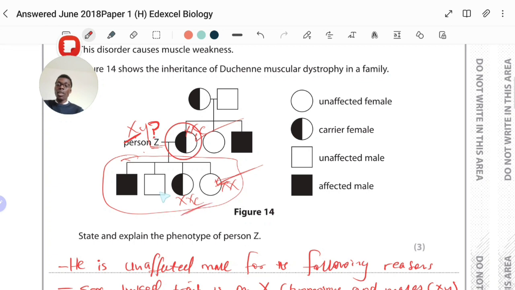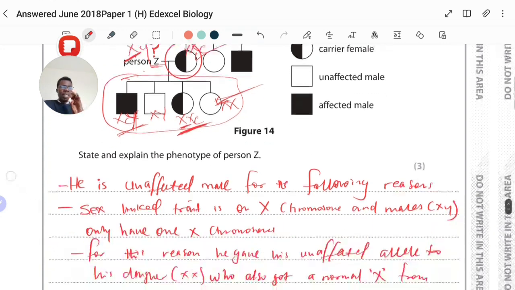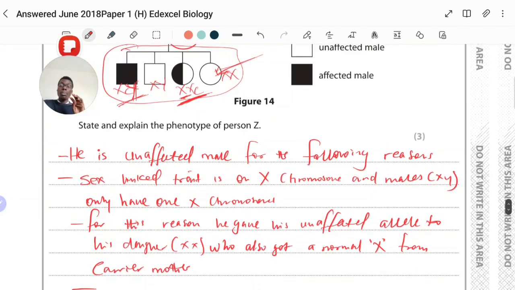This boy got the Y from the father, but got the defective X from the mother. And I told you, males can either be affected or unaffected. This guy is going to have the disease because he only has one X chromosome, and that one X chromosome is affected. But this lady is a carrier because she has a normal X from her father, which helps her cover up. Please do rewind this video to watch that part again. It's very important. All right.